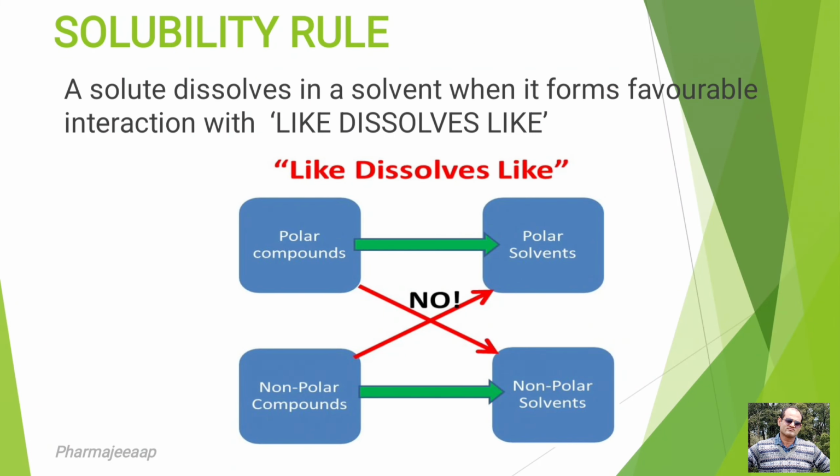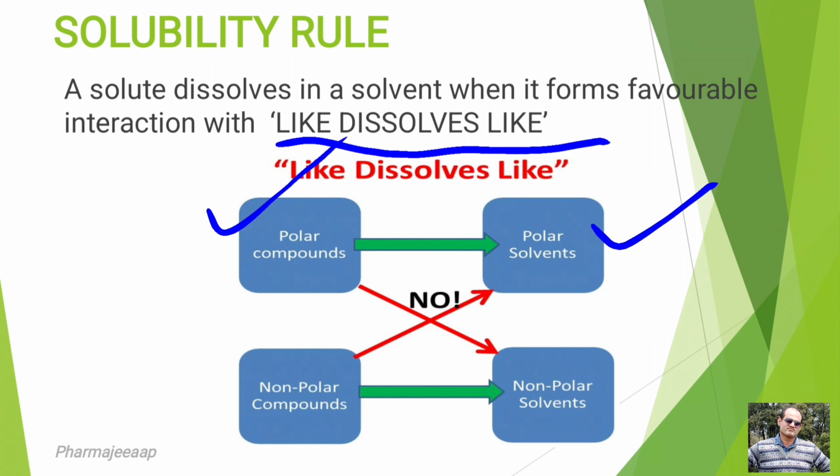Solubility rules. A solute dissolves in a solvent when it forms favorable interactions, like dissolves like. The solubility rule indicates that ionic or polar solutes dissolve in polar solvents, while non-polar solutes dissolve in non-polar solvents. Polar solutes are not soluble in non-polar solvents, and non-polar solutes are not soluble in polar solvents.